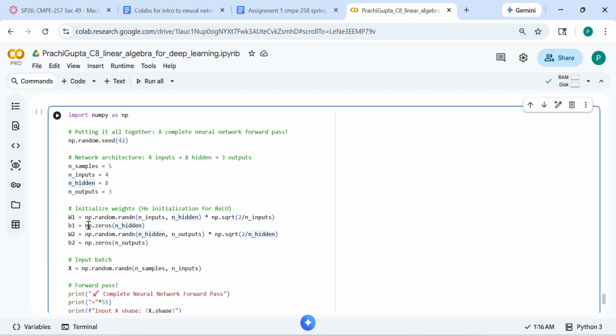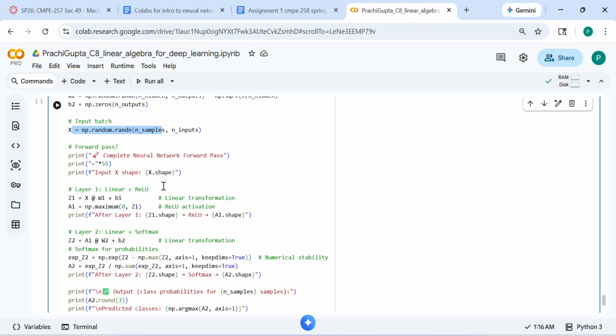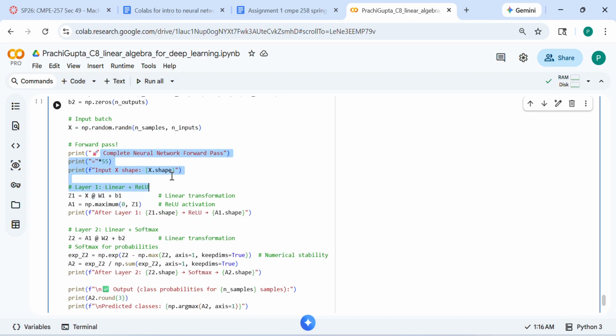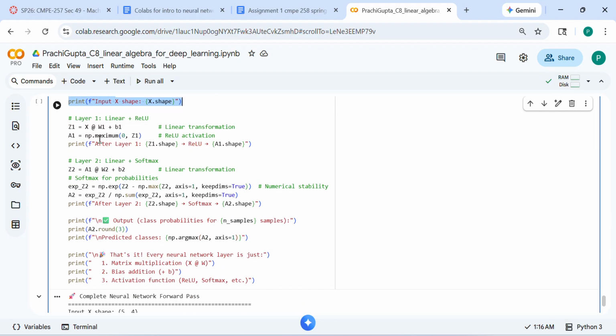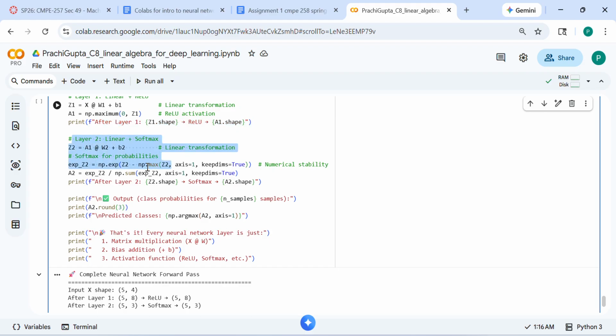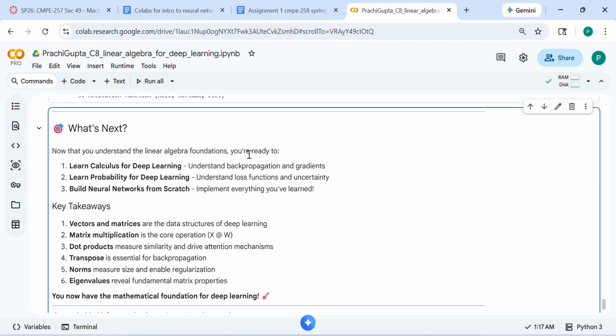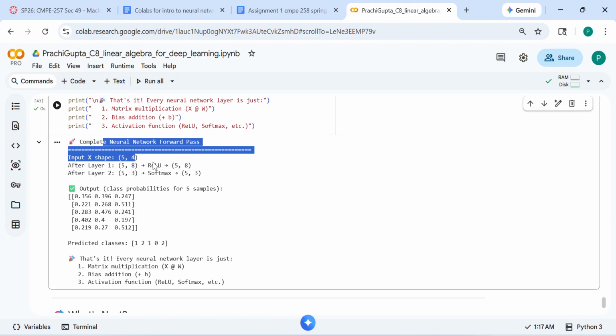We have defined our weight, bias, weight 2, bias 2. We have this random input batch. We'll compute the network: calculate the linear transformation and the ReLU activation, and after layer 1 we compute the details. Again we do it for layer 2, apply the softmax function, and print the details. So you can see the output.